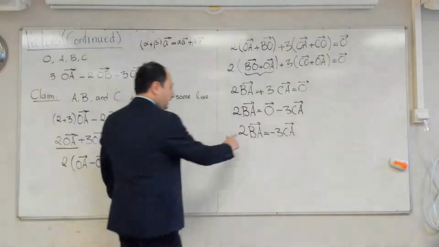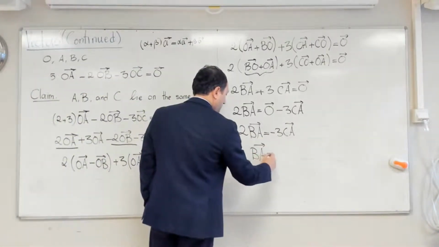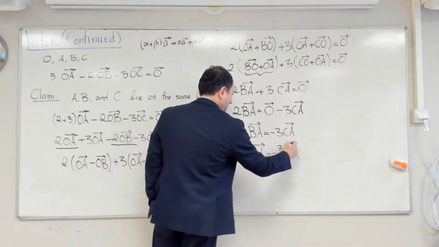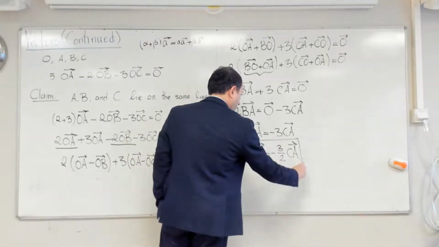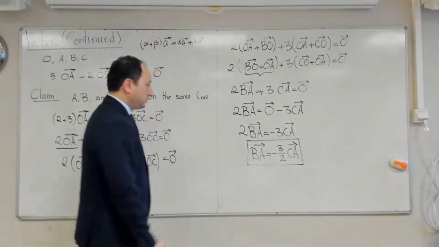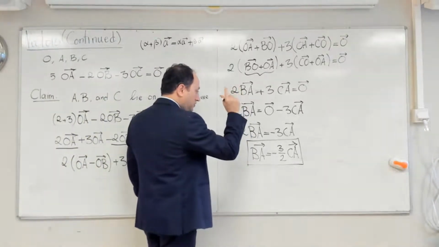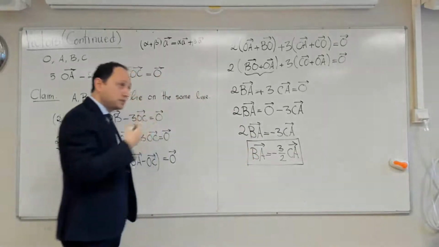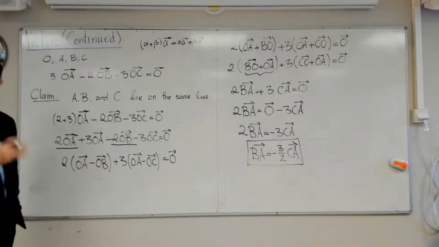Now, I divide everything by 2. So BA becomes minus 3 over 2 CA. Yes? I agree that this part needs a little bit of experience. But if you solve this problem, you need to somehow remember the ideas behind problems if you want to be a good problem solver. And that is true in any occupation.